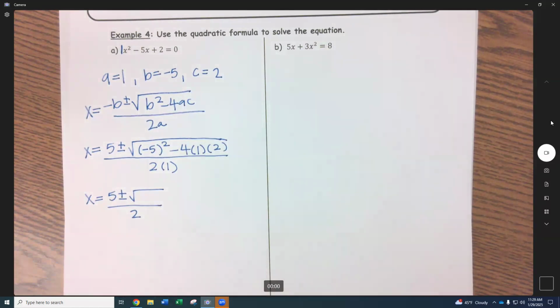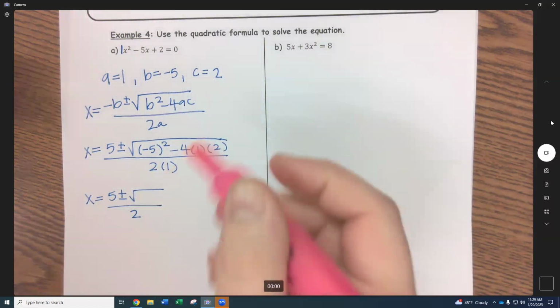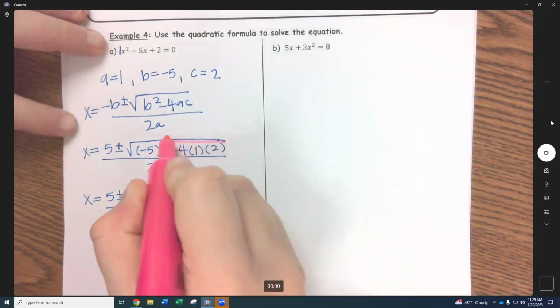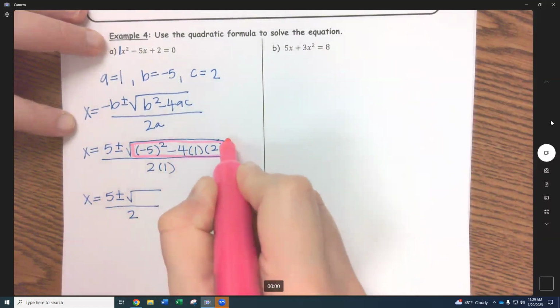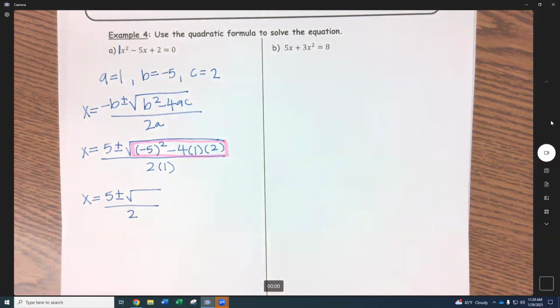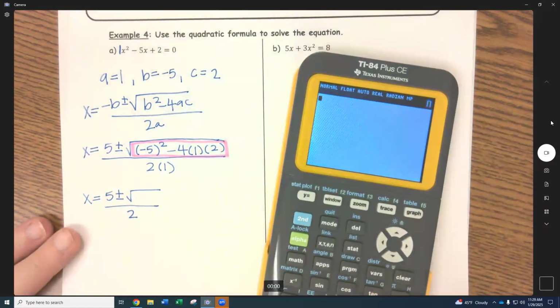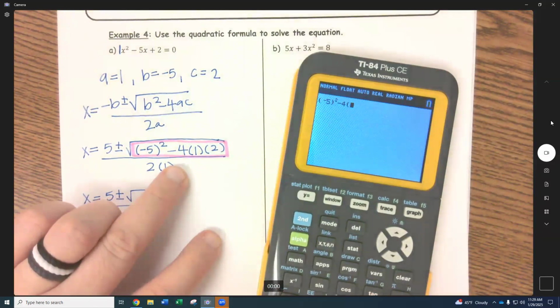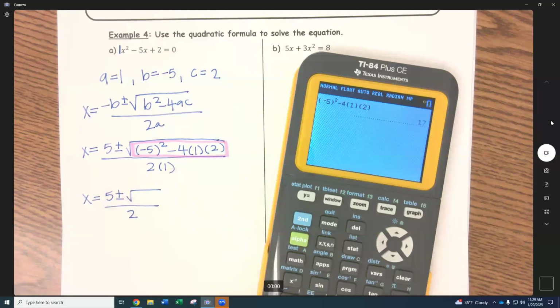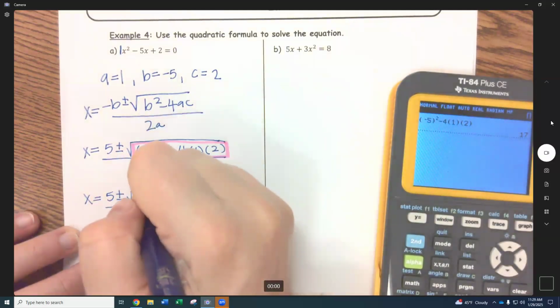To figure out what goes under that radical, I am putting in my calculator what is under the radical. So I'm going to put it in just like that. In parentheses, negative 5 squared minus 4 times 1 times 2, and we get 17. It goes under my radical.